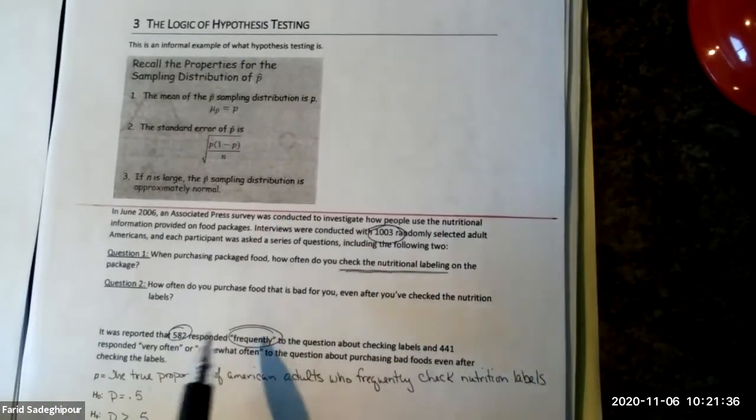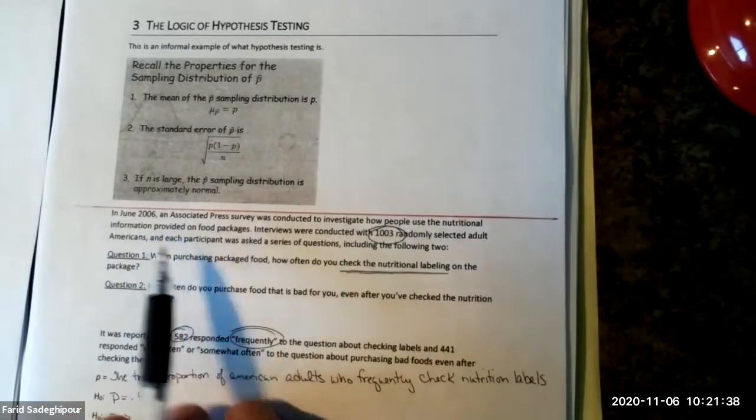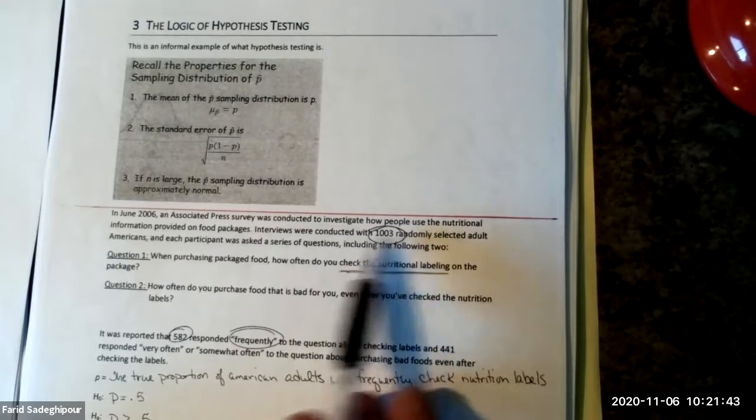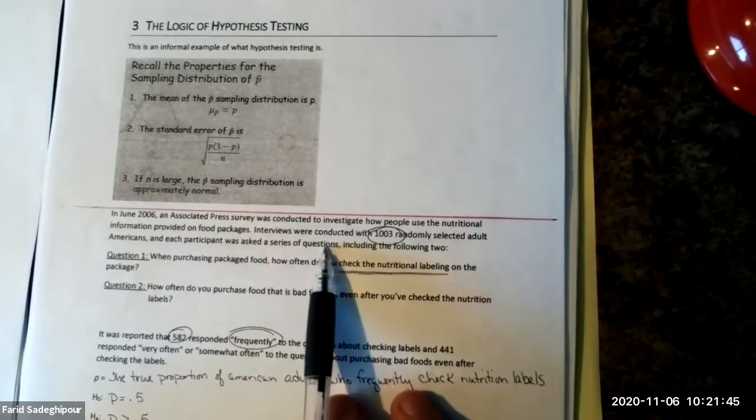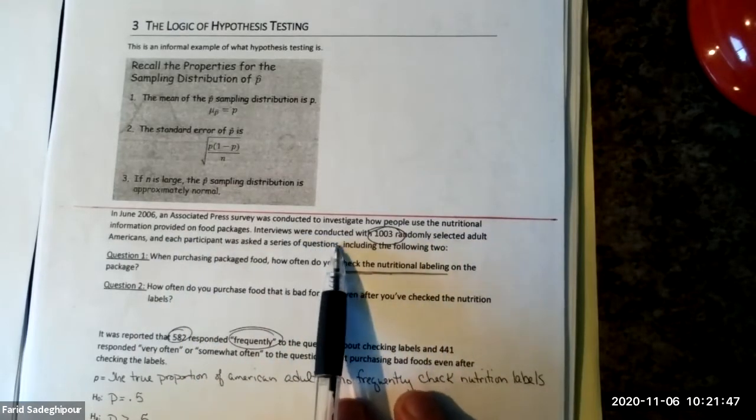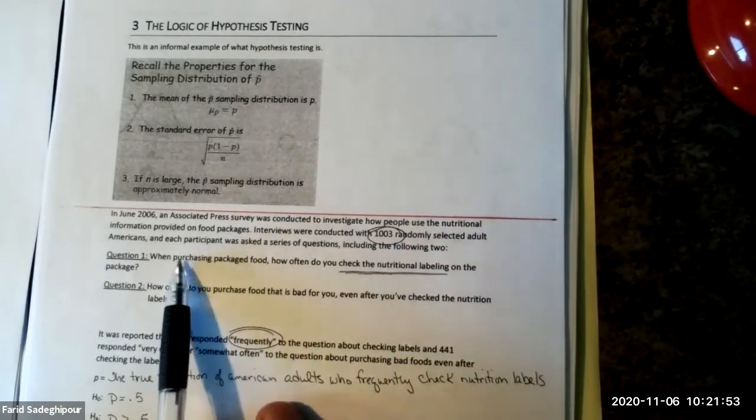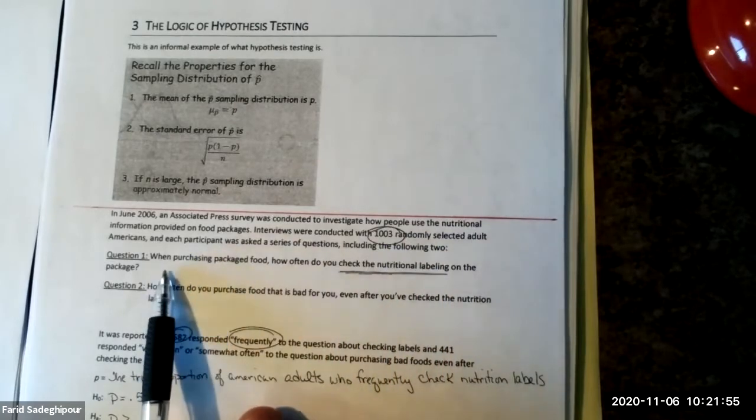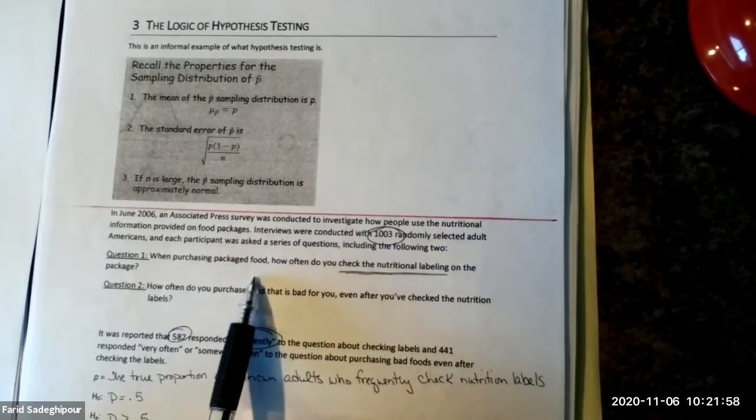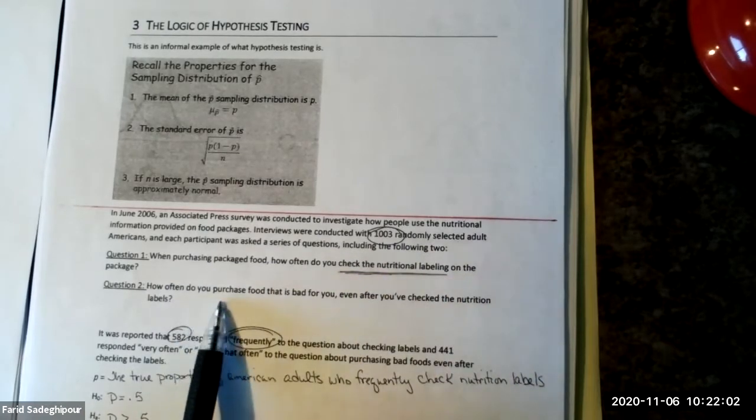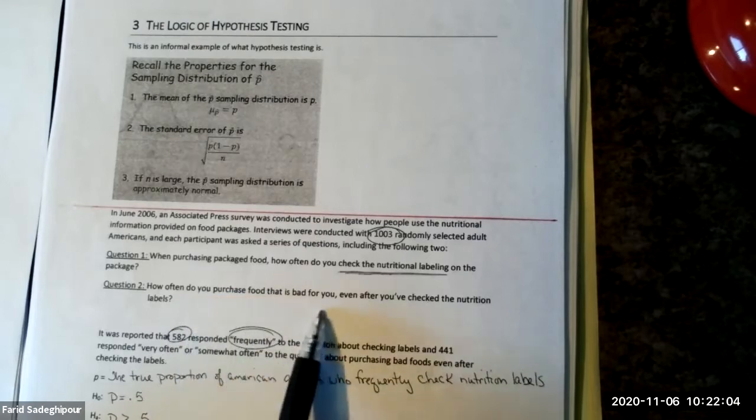This is a good example. In 2006, an Associated Press survey was conducted to investigate how people use nutritional information. Interviews were conducted with 1,003 randomly selected adults. So n is 1,003. Question number 1: when purchasing packaged food, how often do you check nutritional labeling? Question number 2: how often do you purchase food that is bad for you?